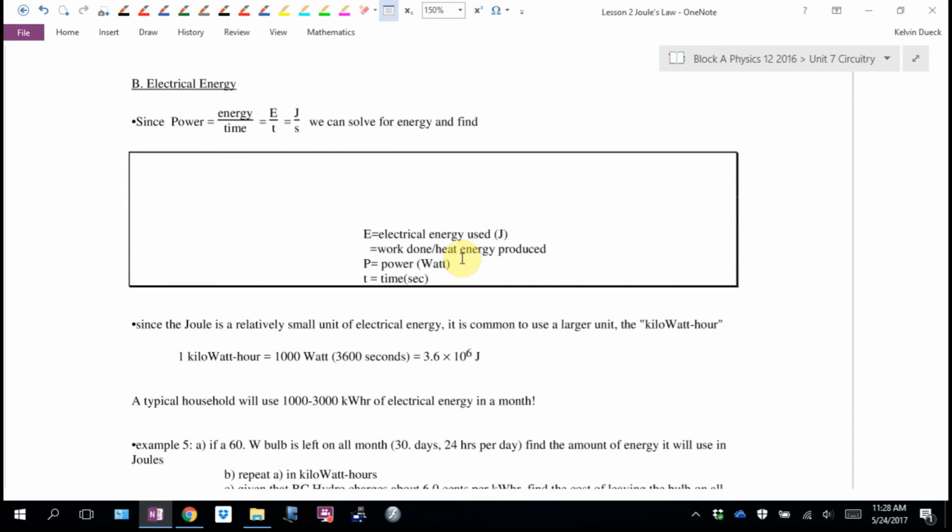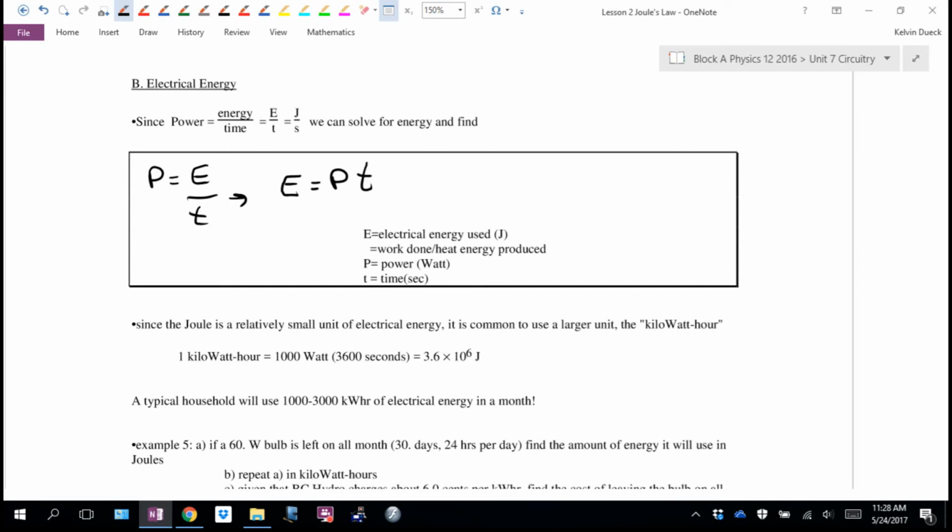Electrical energy. So energy is measured in joules. How can we get electrical energy? Well, power is energy or work divided by time. So that means if you want to know how many joules of energy an electric device is using, it's going to be the power in watts times how long you leave it on for in seconds. And this is how they calculate your energy bill, your parents' hydro bill.